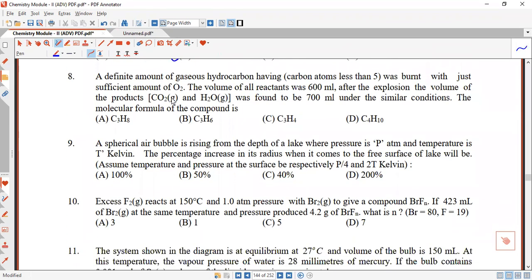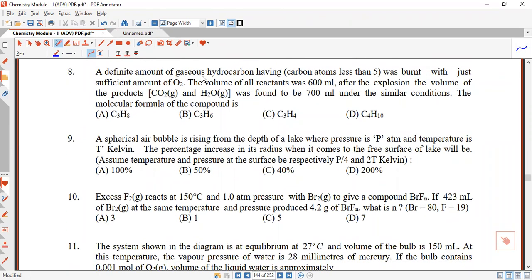Okay, next question. A definite amount of gaseous hydrocarbon having carbon atoms less than 5, okay, so we have taken some amount and this is a hydrocarbon, was burned with a sufficient amount of O2. Okay, meaning all of the O2 will react. All the O2 is going to be consumed. The volume of all reactants was 600 ml. Okay. After the explosion, the volume of products was 700 ml. Okay, so whatever gas is here, right, water was also taken as gas. Under similar conditions, the molecular formula of this compound is.